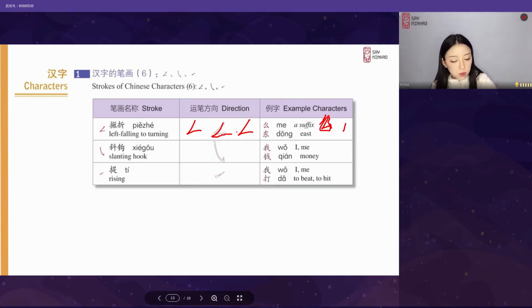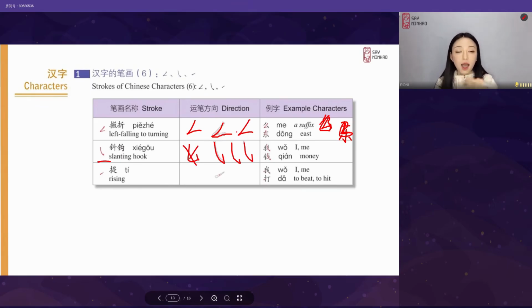And next one is 东, which means east. It is written like this. And we can see this part is the left falling to turning. And then a vertical hook and then two dots. 撇折. Next one is slanting hook. 斜钩, slanting hook. It is written like this. Don't write it like this, okay? It is wrong. It is slanting hook. Let's see the example.